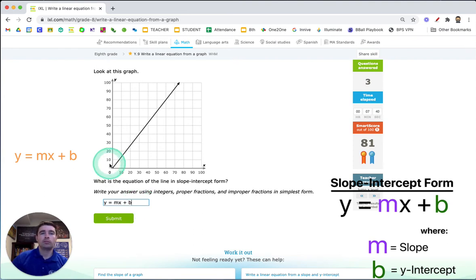Here we see what's simple, what's straightforward. It's actually a proportional graph. It goes through the origin, so the y-intercept is 0. And we can just go ahead and delete the whole plus b part if it's 0.